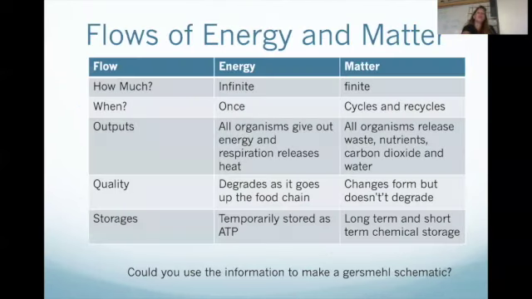So we have flows of energy and matter. Energy: there is an infinite amount of energy available in the environment because the sun just keeps beating down on us. It's available all at once, all the time. All organisms give out energy, and respiration releases heat, and it degrades as it goes up the food chain. Energy is temporarily stored as ATP. Matter: there is a finite amount of matter out here in our universe. It cycles and it recycles, and those are what we're going to look at here soon.